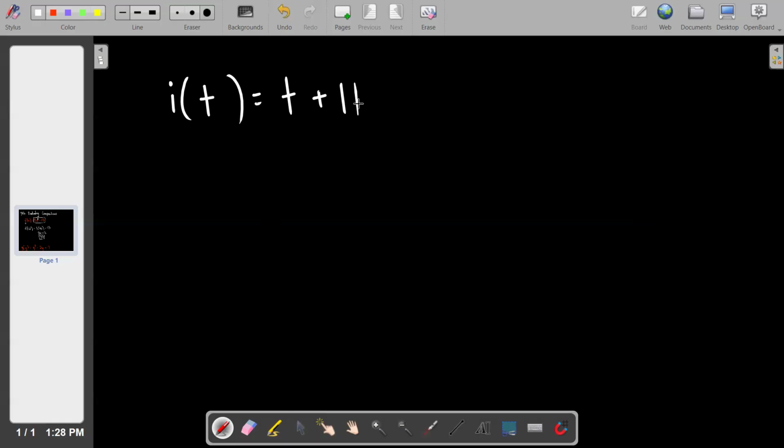So Leo has laid down the law and said, I invented this function. His name is I. And what he'll do is whatever I feed him, he'll add 11 to it and then spit the answer out to you.